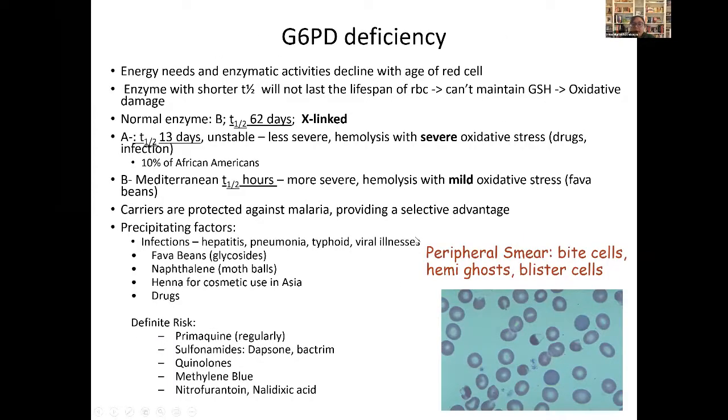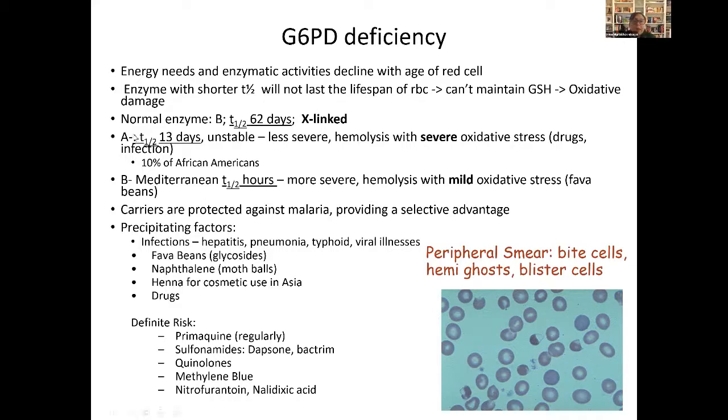And why do we have different genotypes? Well, the energy needs of our red cells decline with the age of the cell. So when we have a normal enzyme under normal circumstances, this enzyme's half-life is 62 days, which basically is enough to last for the lifespan of a normal red cell. The normal variant is called B, and the gene for G6PD deficiency, as you all know, is X-linked, so it's located on the X chromosome.